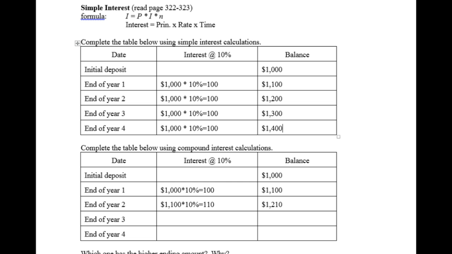Guess I should have said put that on pause, huh? Anyway, come back, and how'd you do? At the end of year 3 is still the original $1,000 deposit at 10%, earning 100 for 1,300, and the same for year 4, now earning 1,400. That's an example of a simple interest calculation.